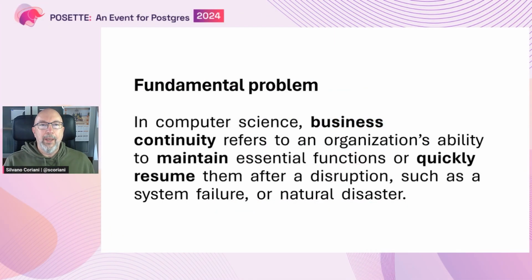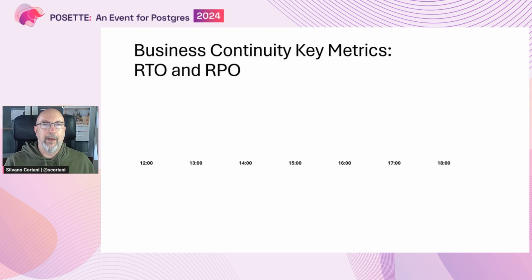Okay, so this is the fundamental problem that we try to solve, right? Business continuity, which means maintaining your organization's ability to perform its functions or quickly resume after a big disruption that can be hardware or software failure, natural disaster, anything which is trying to basically keep your business down. And when we talk about business continuity, there are two key metrics. One is recovery time objective, and one is a recovery point objective.